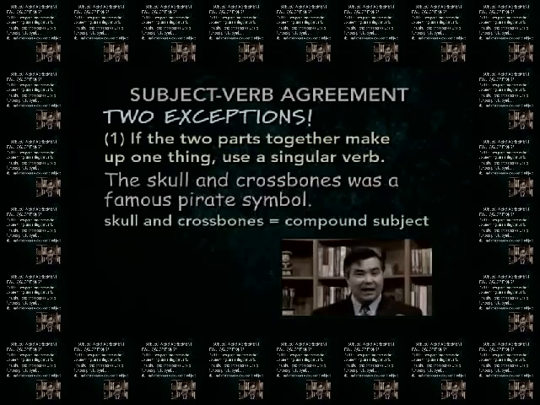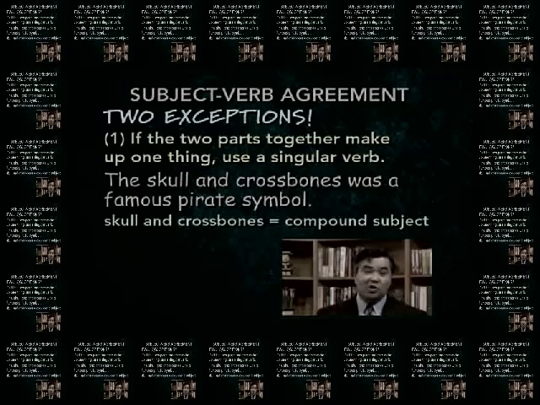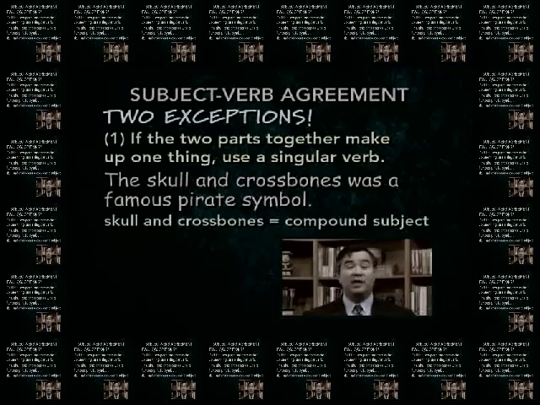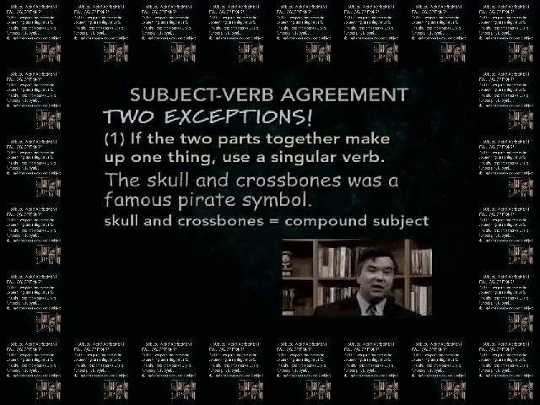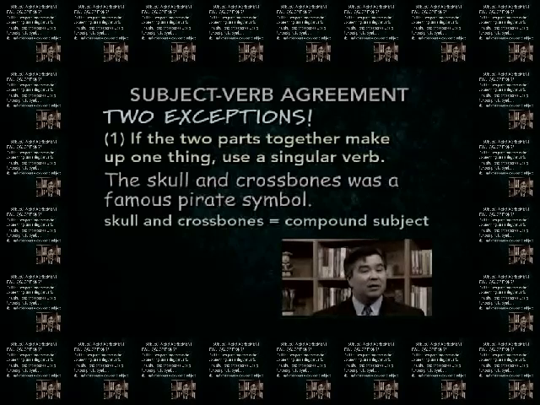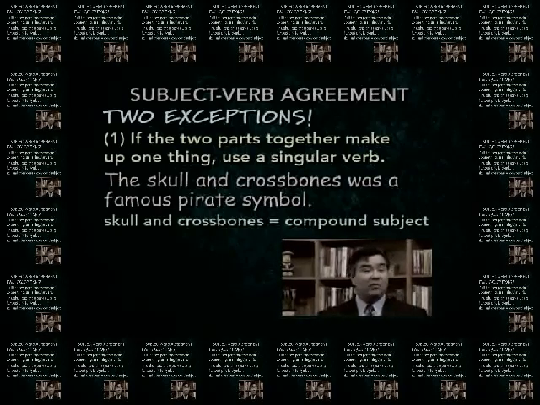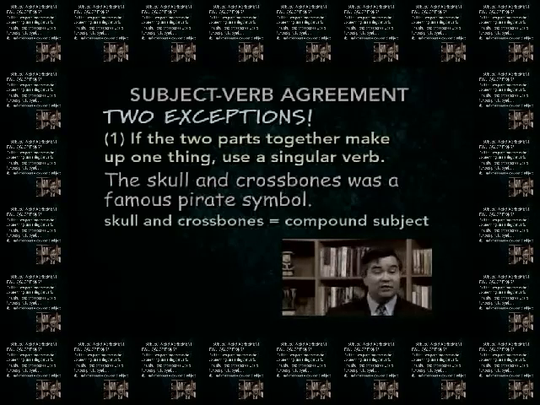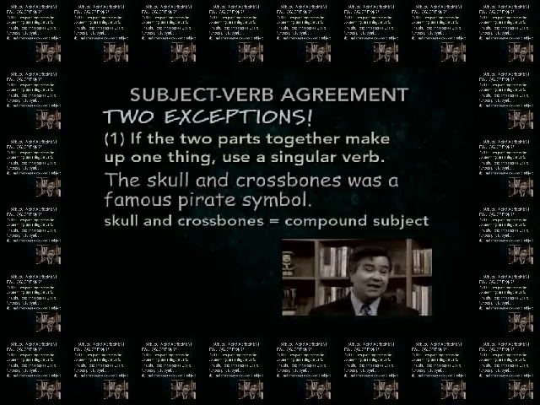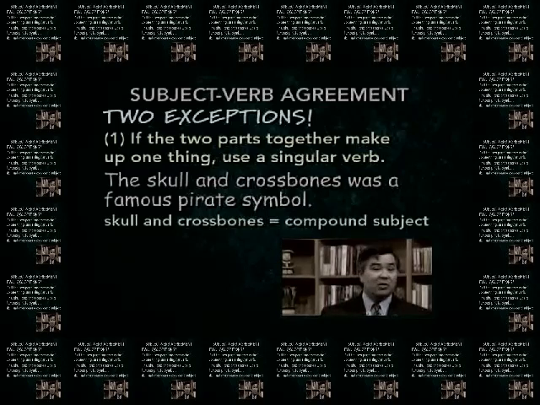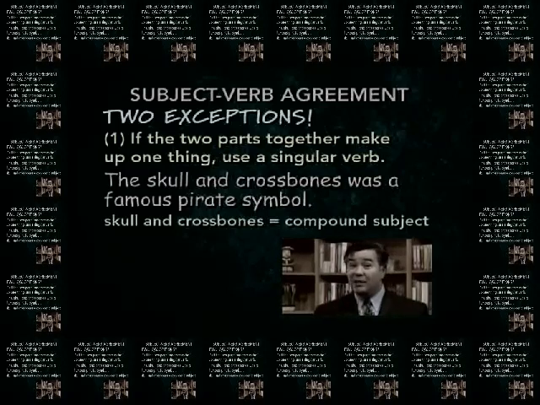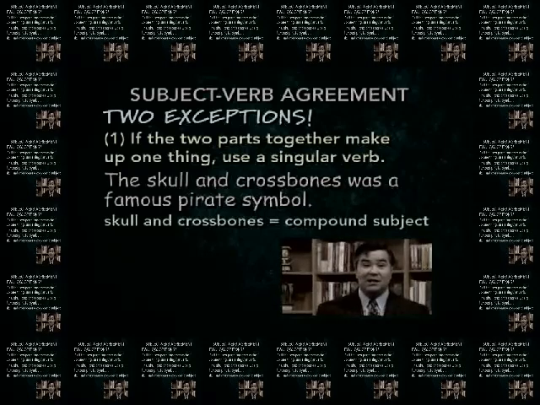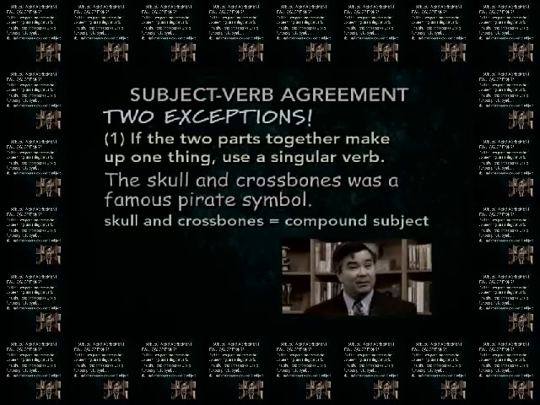Here's the problem. In this case, the compound subject doesn't really refer to two or more things. Instead, the skull and crossbones is one symbol. Perhaps you've seen pictures of pirate ships from the old days flying a black flag with the symbol of a skull and crossbones. Taken together, that symbol, the skull and crossbones, makes up one image, which is being described in this sentence as a famous pirate symbol.